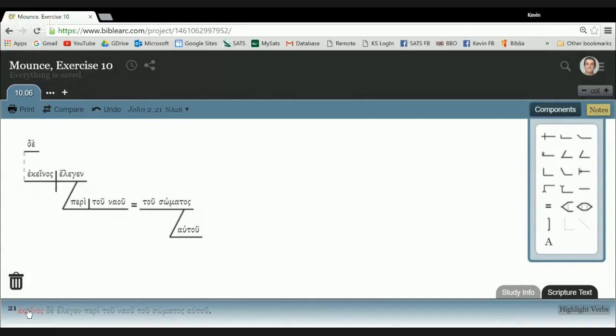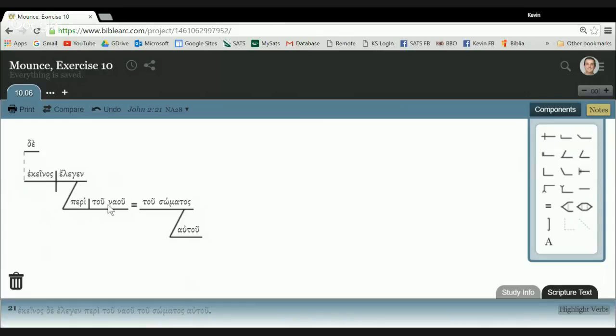So when we diagram this, ekeinos, that one or he, is the subject. You can see it's nominative, the os ending, characteristic of the nominative masculine singular in a second declension. Elegen, was saying, is the verb. Then we've got a prepositional phrase. A prepositional phrase is a phrase that typically starts with a preposition followed by a noun or something being used as a noun. So peri means concerning. If you have difficulty remembering it, we derive some English words from it, perimeter, for instance, but its other meaning is around. So that's what that links to. So peri, concerning or about.